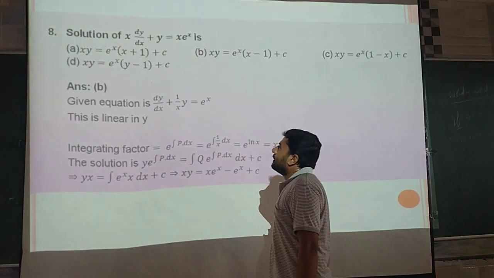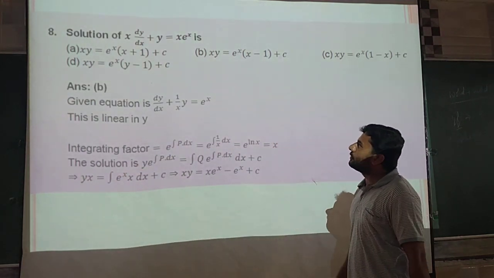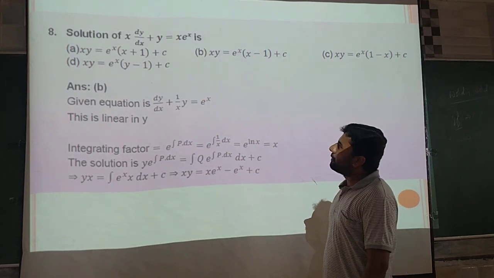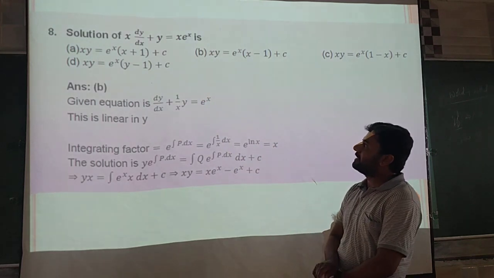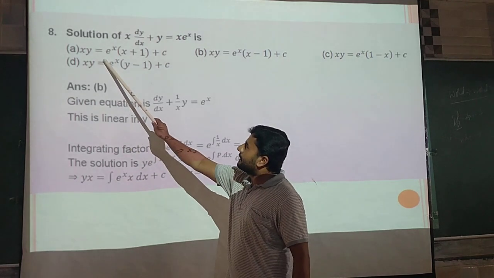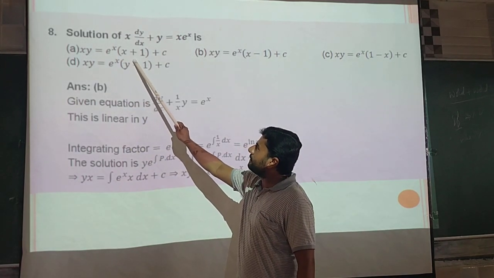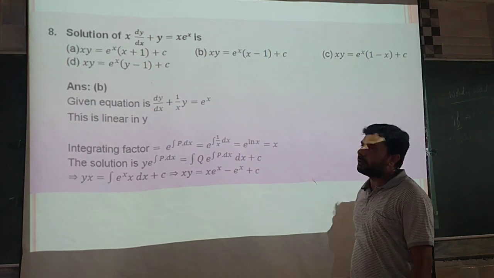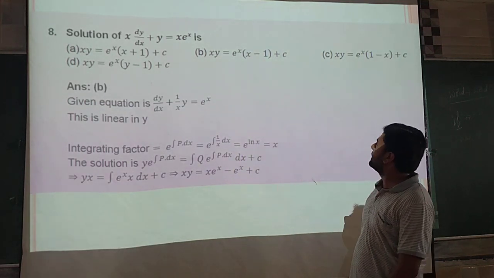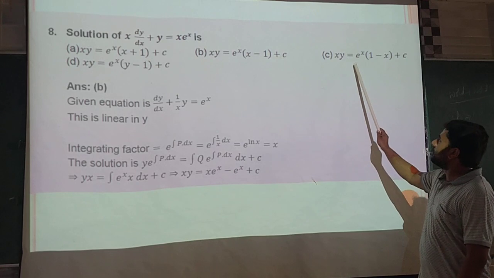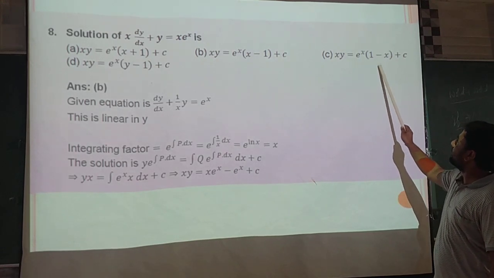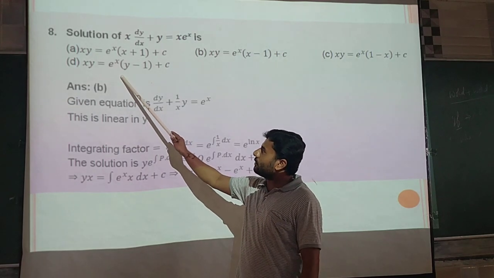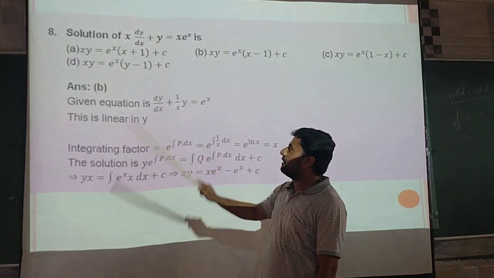Next question. The solution of x dy/dx + y = x e^x. The options: A, xy = e^x (x + 1) + c. B, xy = e^x (x − 1) + c. C, xy = e^x (1 − x) + c. D, xy = e^x (y − 1) + c.